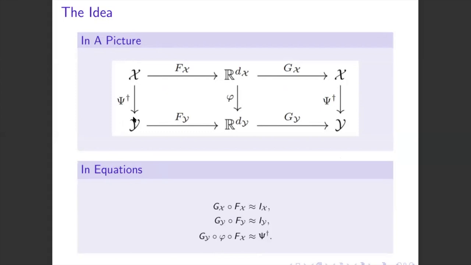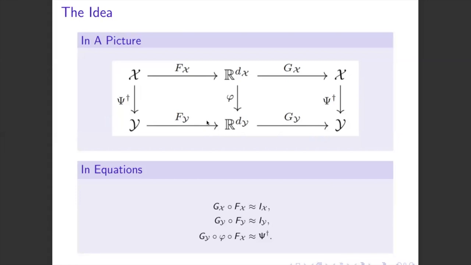The idea of using model reduction is as follows. I want to exploit the existence of neural networks in finite dimensions. And to do that, I'm going to reduce the dimension of the input Banach space to a finite dimensional space D sub X. And I also want to reduce the dimension of the infinite dimensional output space to a finite dimensional space D sub Y. So I'm going to try and find mappings F and G. F reduces dimension and G expands dimension, so that the composition of G and F is approximately the identity. And I want to do this on the input space X and the output space Y.